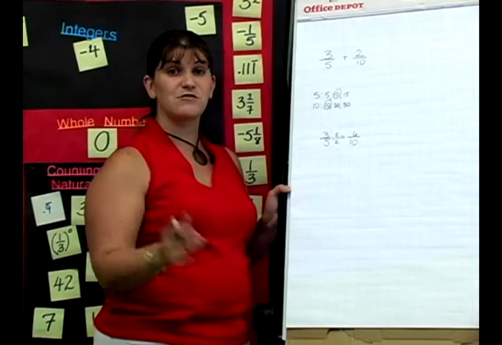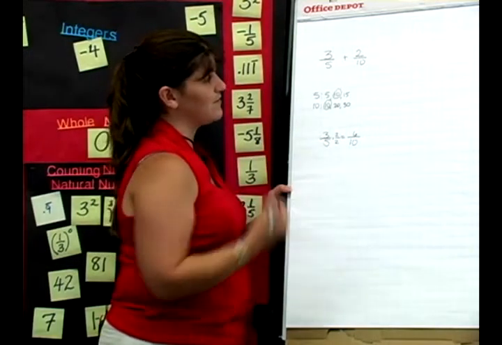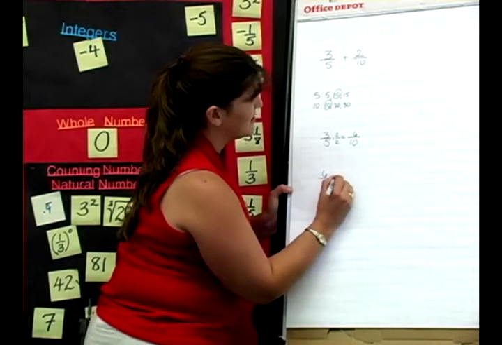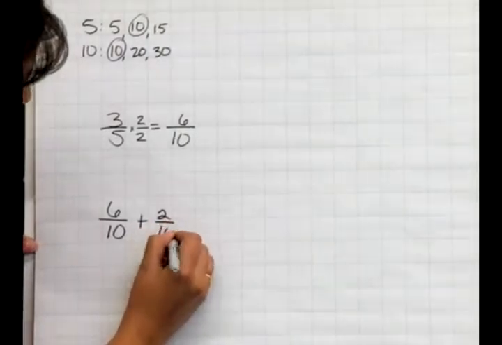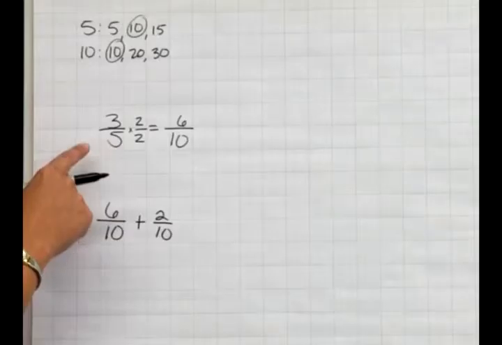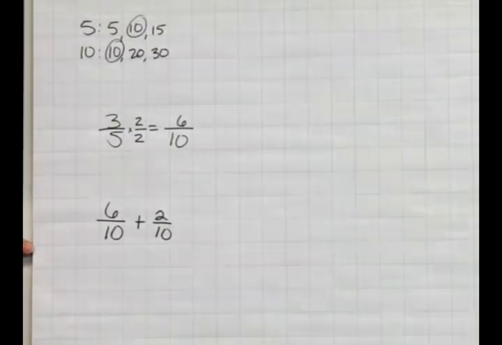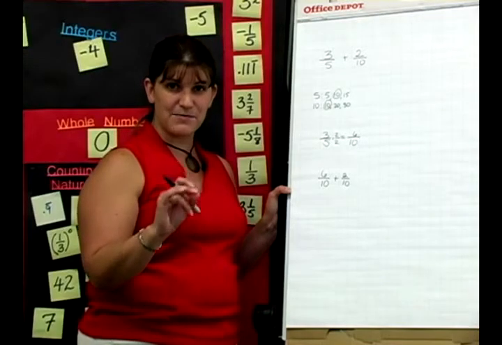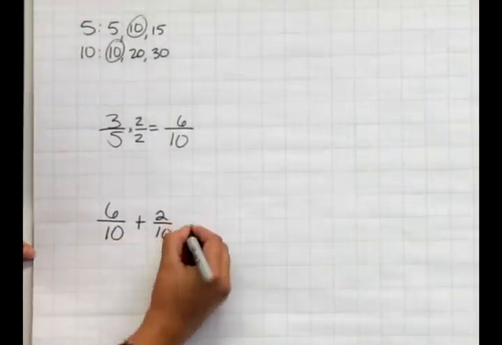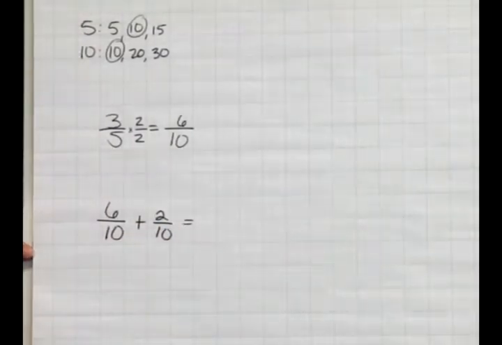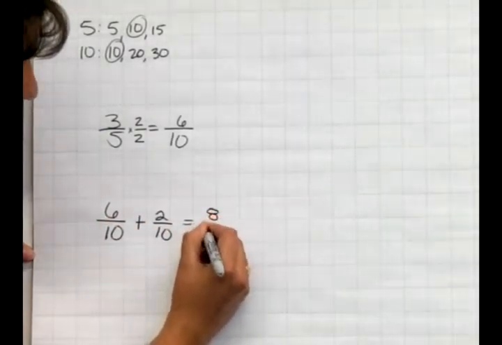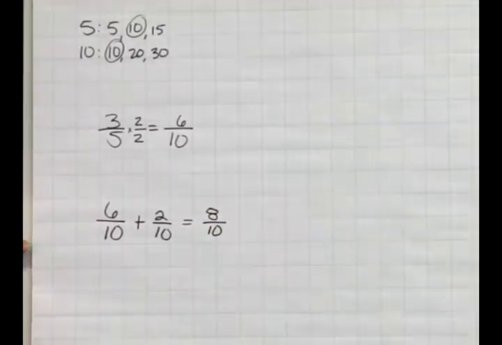So now all I have to do is plug this in. Instead of saying 3/5 plus 2/10, I'm going to say 6/10 plus 2/10. And remember, the reason I can do this, these are called equivalent fractions. 3/5 and 6/10 are equivalent fractions. That means they represent the same number, they just look different. So now that I've found common denominators, I can add straight across. Here's the catch, we only add the numerator. 6 plus 2 equals 8. Our denominator remains the same.